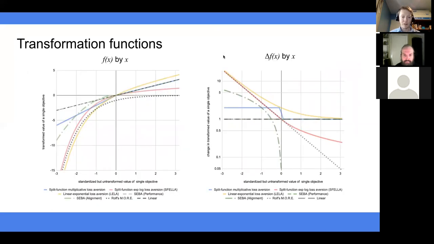So just thinking a little bit about the shape of those functions. On the left, we can see the graph of the function of x by x. And on the right, we can see the graph of the change in the function of x by x, plotted in log scale, although the values on the scale describe the actual values of the change of x, change of the function of x.